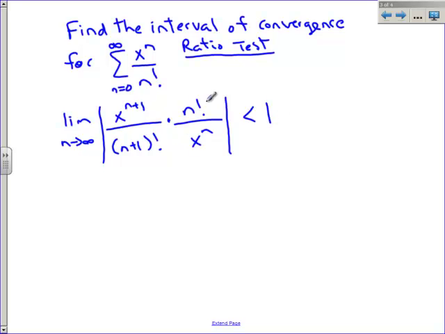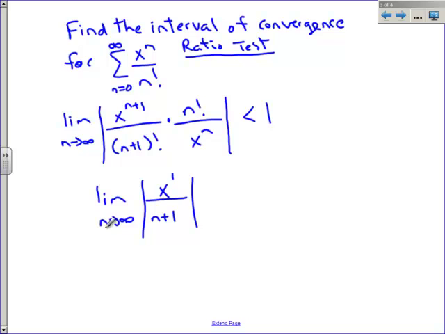So let's clean this up. My n factorial over n plus 1 factorial gives me an n plus 1 on the bottom. My x to the n plus 1 divided by x to the n gives me an x to the first on top, because there's one more factor of x in the top than there is in the bottom.